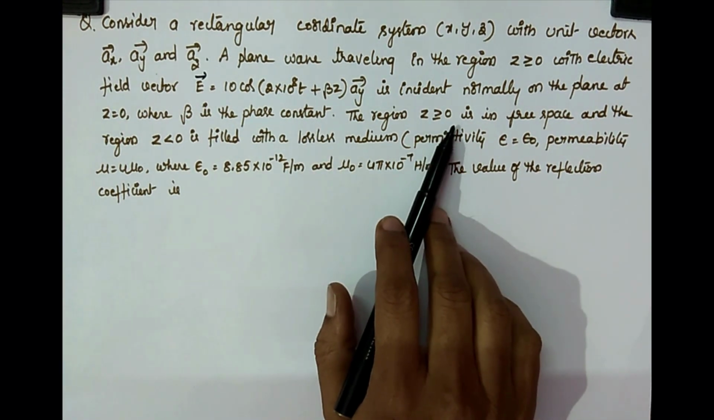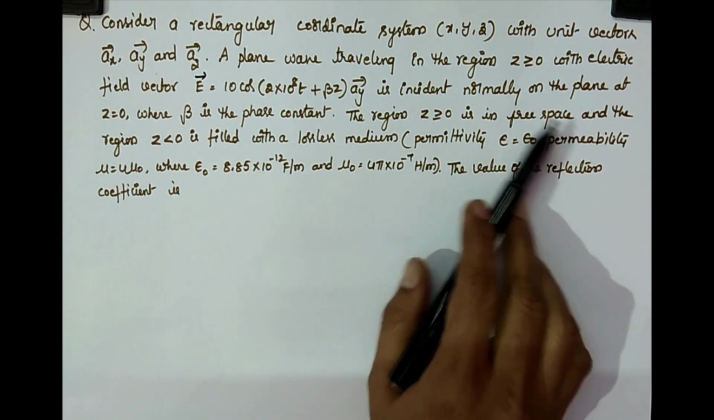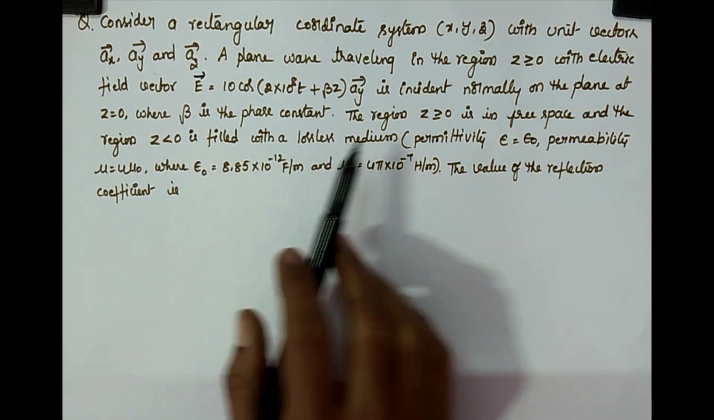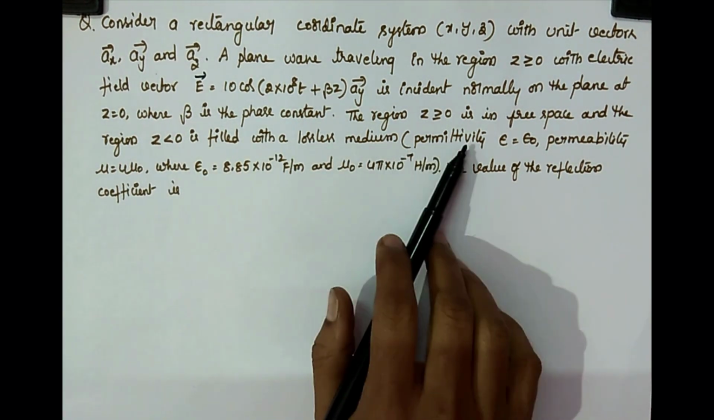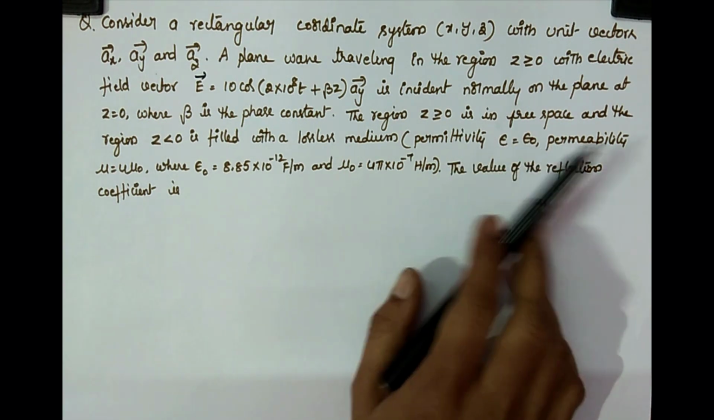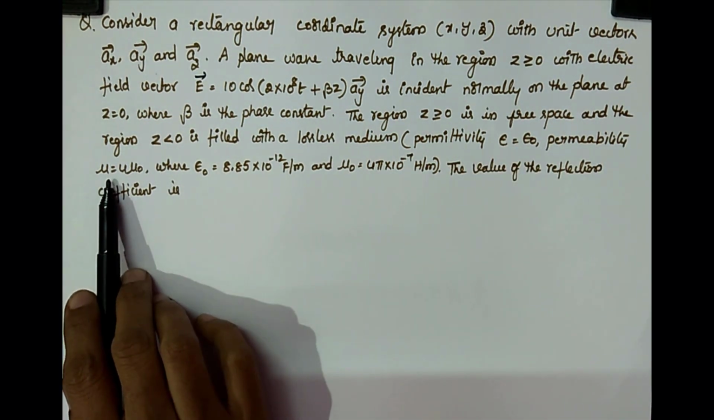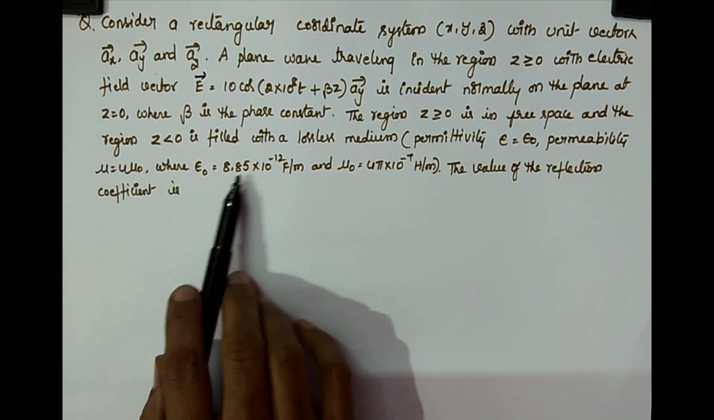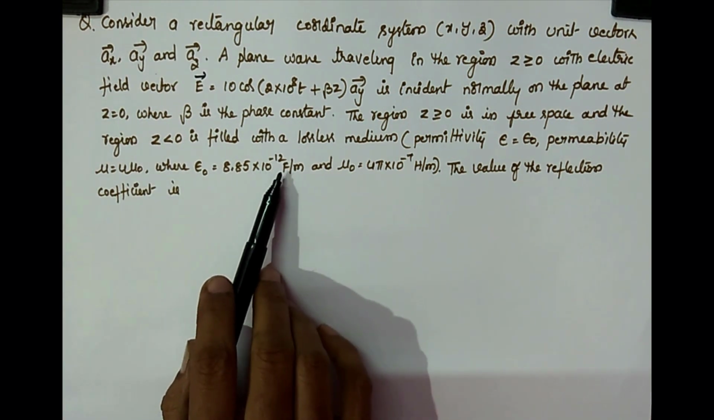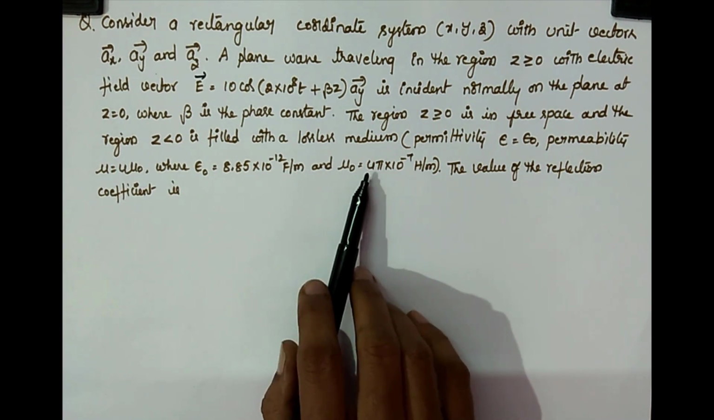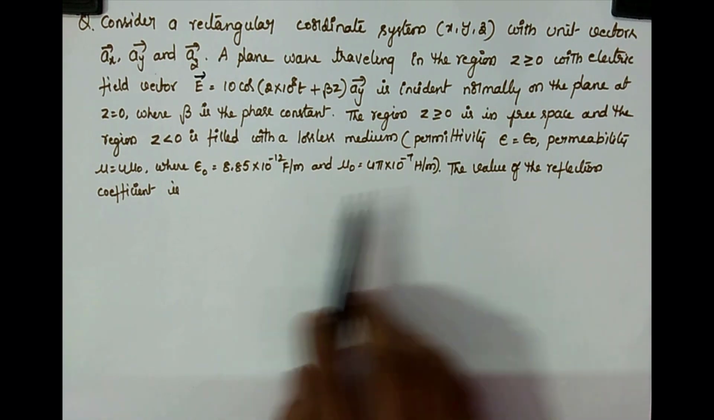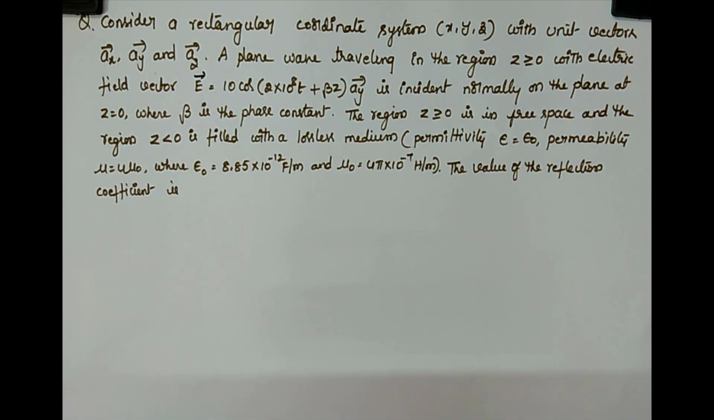The region z ≥ 0 is in free space, and the region z ≤ 0 is filled with a lossless medium whose permittivity ε = ε0, permeability μ = 4μ0, where ε0 = 8.85 × 10^-12 farad per meter and μ0 = 4π × 10^-7 henry per meter. The value of the reflection coefficient is?